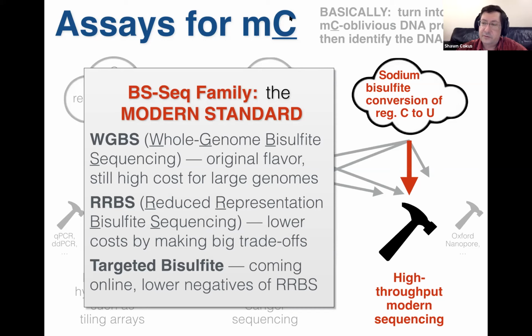You're not investigating the whole genome anymore, and you don't really have fine control over which regions you're getting, and it's a little hard to get consistency sample to sample in which regions you get. So that leads to the next thing, which is targeted bisulfite sequencing, where you capture designed regions. That's an emerging technology that tries to lower the negatives of RRBS while retaining some of the positives. And if cost wasn't an issue, we'd all be doing WGBS for everything, but it still is an issue.